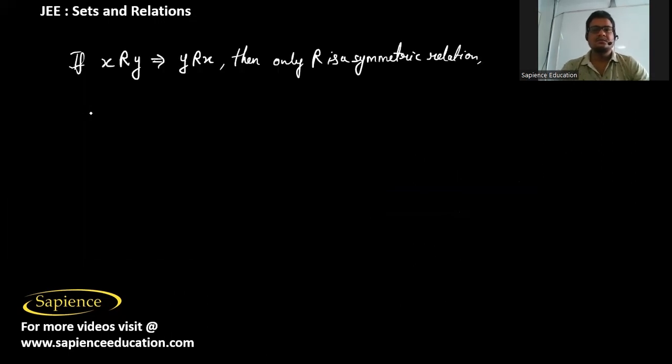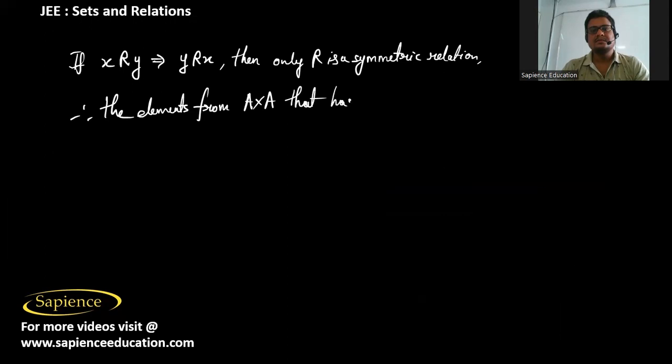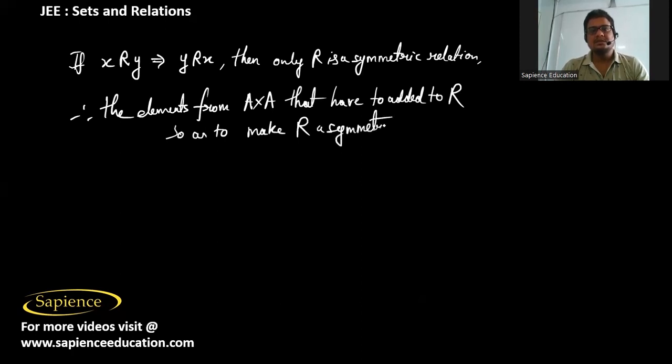So therefore the elements from the set A cross A that have to be added to the relation R, so as to make the relation R a symmetric relation.